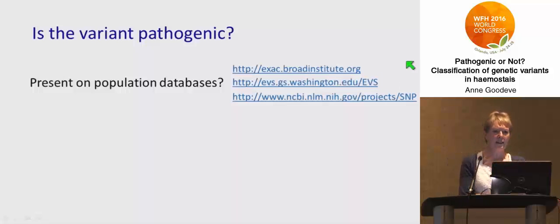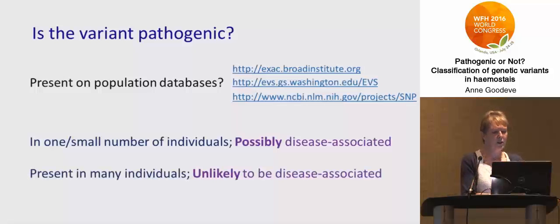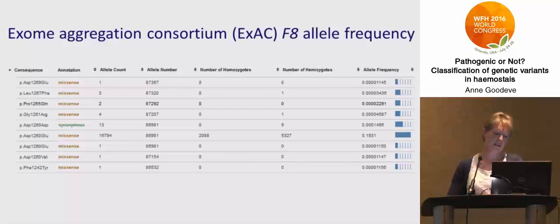There are a number of databases that list the variants. So we've mentioned EXAC already, but there's also the Exome Variant Server in Washington, and the NCBI lists a number of variants as well. If the variant that you're looking at is present in one or a small number of individuals, maybe it's disease associated because it's fairly rare. If it's present in many individuals, it's much less likely to be disease associated.